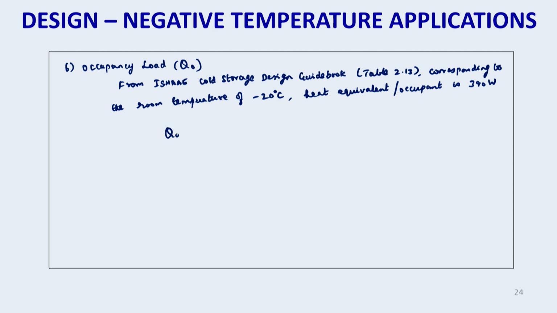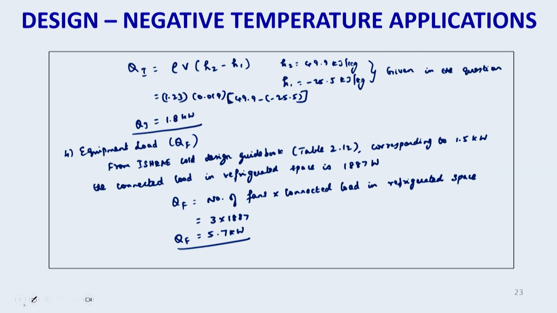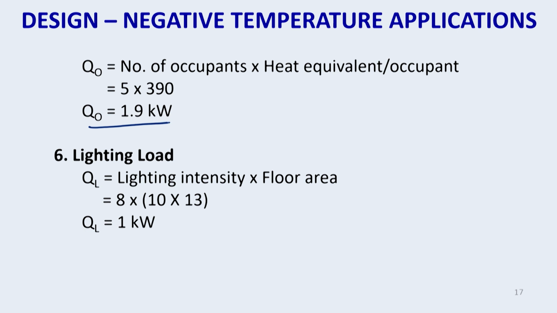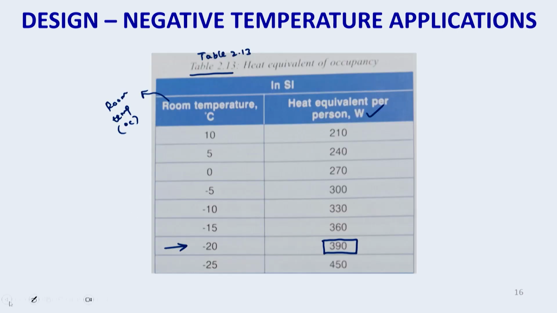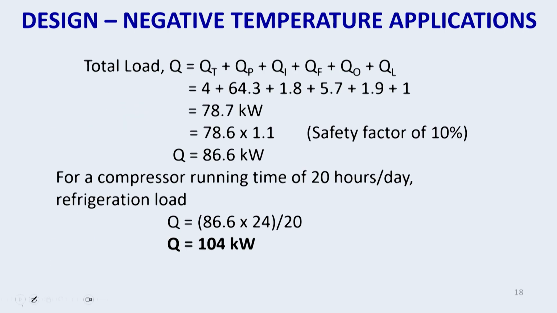Therefore, occupancy load is equal to number of occupants into heat equivalent per occupant. Number of occupants is given in the question, it is 5. So it should be 5 into 390 watts. Q naught is equal to 1.9 kilowatt. That is the value I have taken from the table, 1.9 kilowatt.